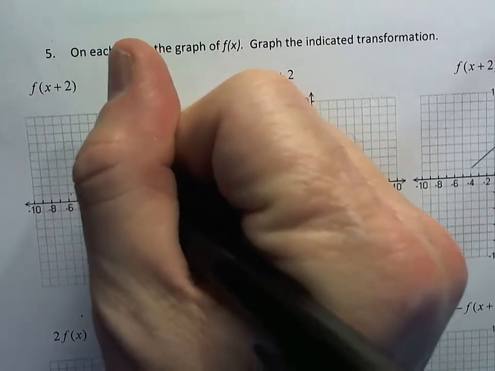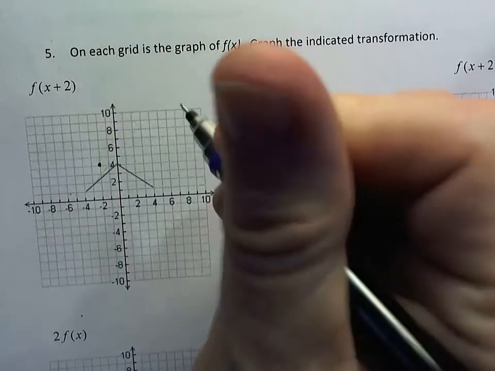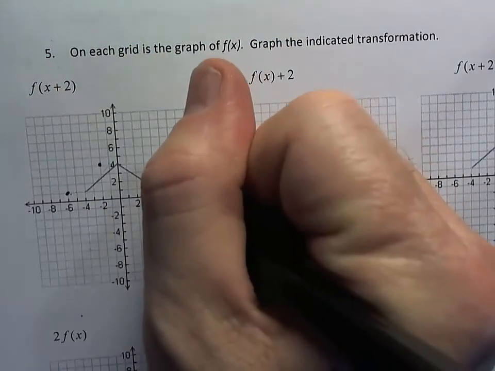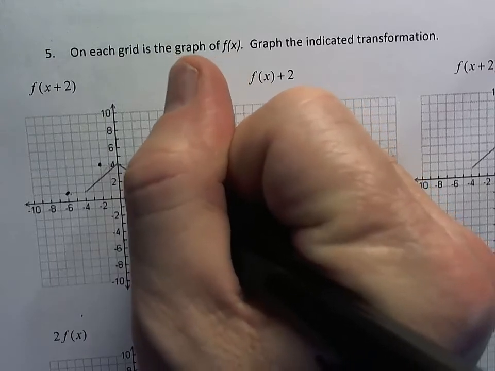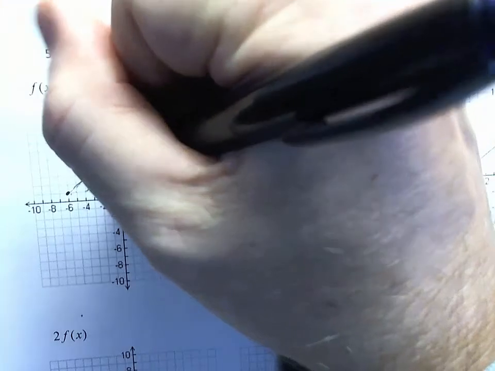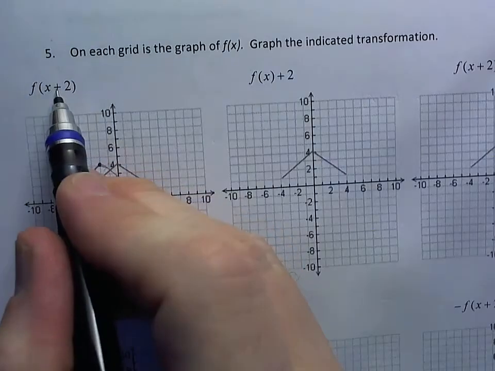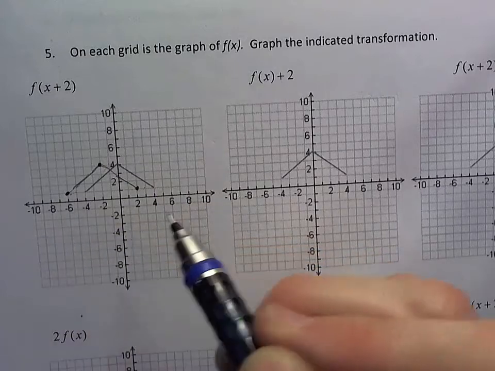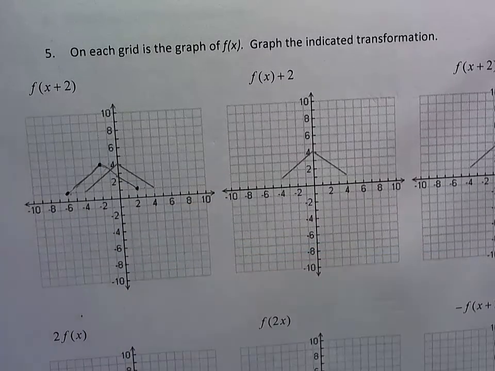So this point right here, it goes 1, 2, 2 units to the left. This point right here, 2 units to the left. This point right here, 2 units to the left. And then just connect those points. And that's what effect this x plus 2 has. It just moves everything to the left 2 units. In other words, every x value has been decreased by 2.